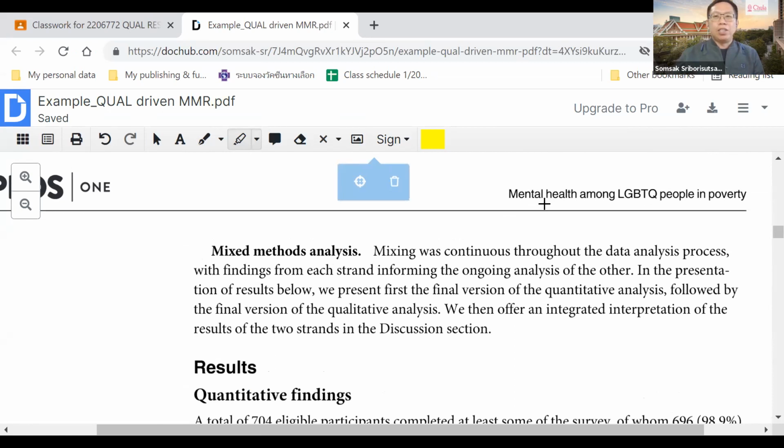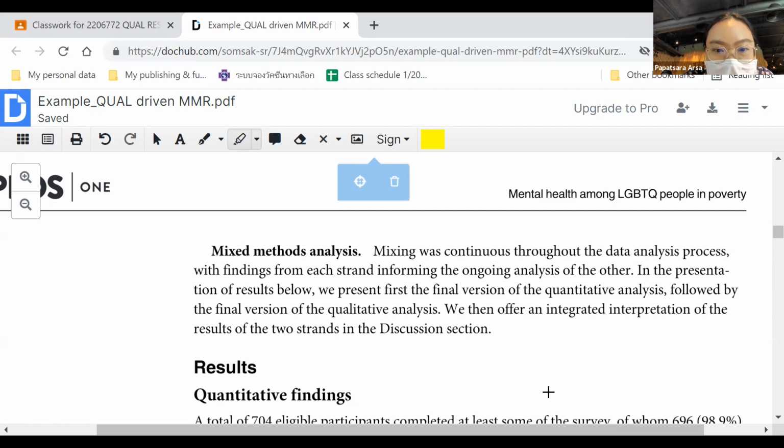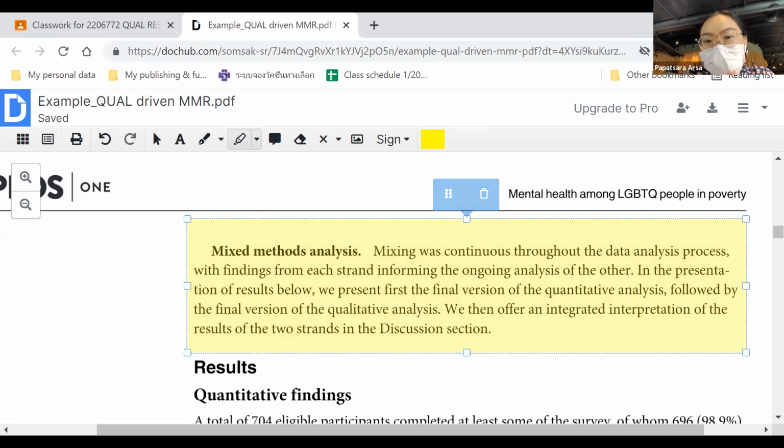Look back at the first paragraph of page 7, before the section on the quantitative findings. What do you see? They are trying to tell us that they integrated the data in the discussion section. So in the results they separate the quantitative and the qualitative findings, but they integrate all of them in the discussion.